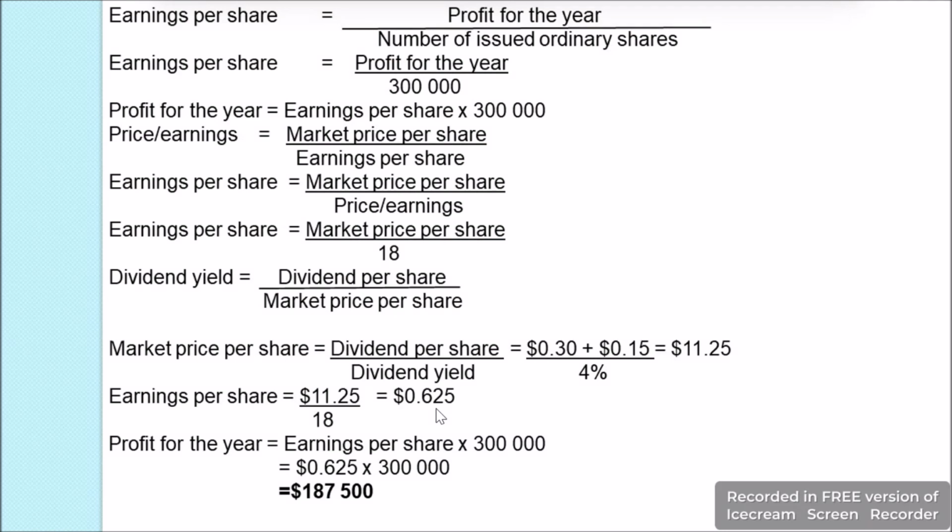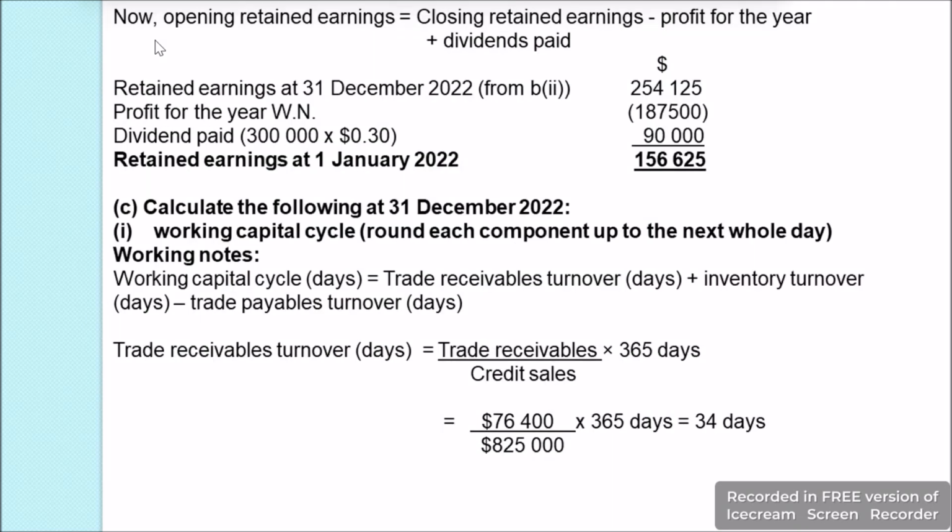Now we know the earning per share, and we know that the profit for the year is equal to earning per share times 300,000 units of shares which were issued. So profit for the year is equal to 0.625 times 300,000 shares, which will be equal to $187,500.